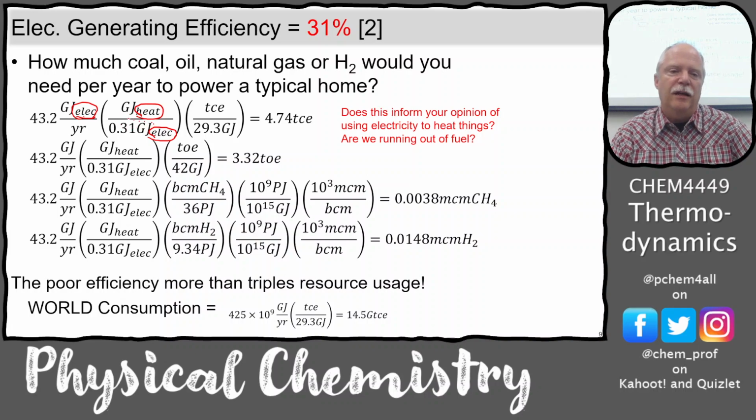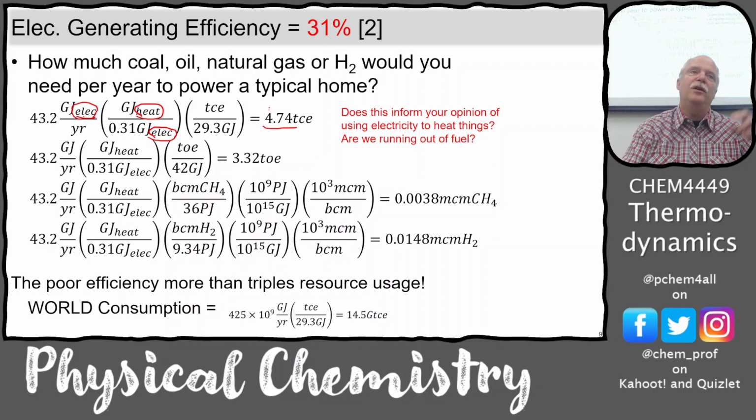And so we're dividing by 0.3. Essentially, we're multiplying our usage by a factor of 3. So it would take 4.7 tons of coal if we were using coal to generate that electricity. It would take 3 tons of oil. It triples all 3 of them. So this poor efficiency triples our usage.